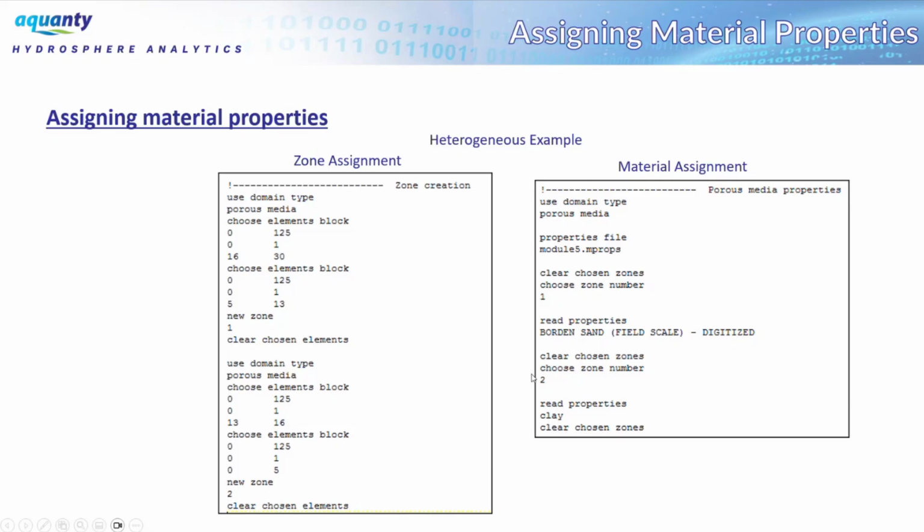The other thing to just quickly highlight here is the ubiquity of clear commands. Grok will always keep your previous selection in memory. So whenever you're choosing a new zone, it's always a good idea to clear your previously chosen zone. Or here, for example, after you're finished choosing these elements and creating a zone, clear those chosen elements before you move on to the next selection.